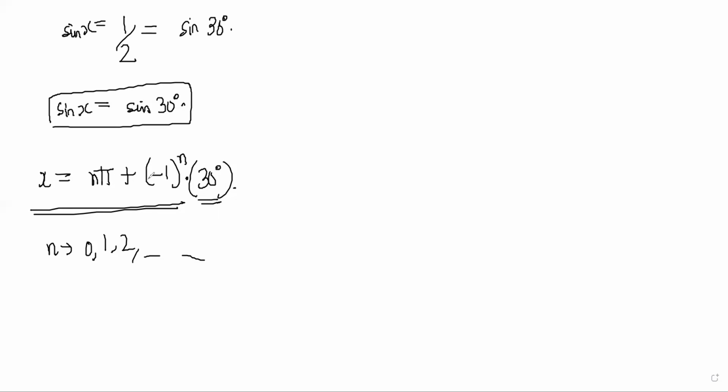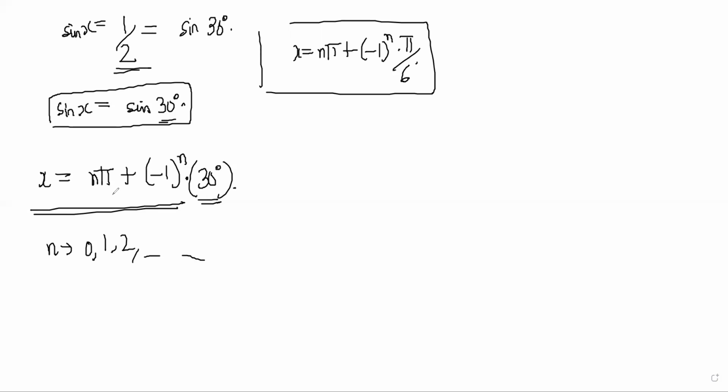So 30 is fixed there, right? 30 is fixed because we know half is sine 30. So this angle is fixed, pi by 6. In this case, the answer will be x is equal to n pi plus minus 1 to the power n pi by 6. If I write in a consistent notation, here I am using pi, I should use pi also here. So this is the general formula.